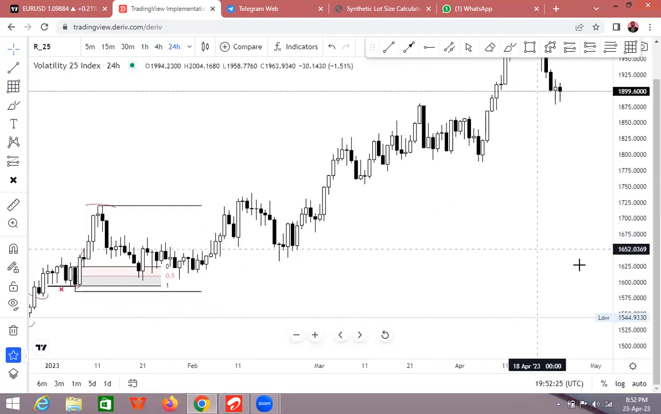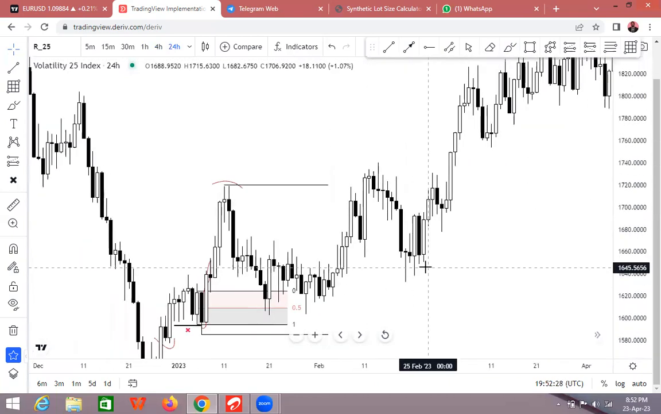Let's look for another example, still on VIX 25.